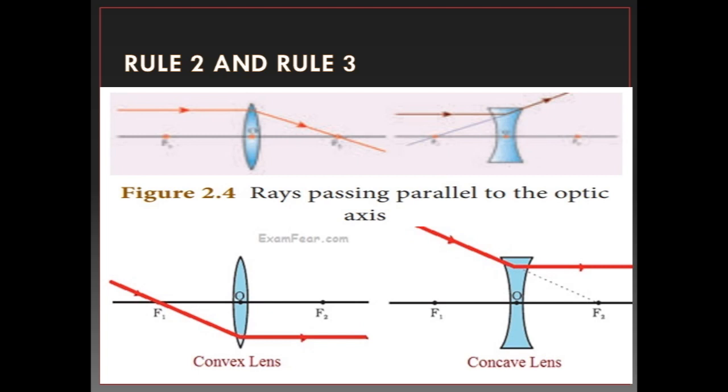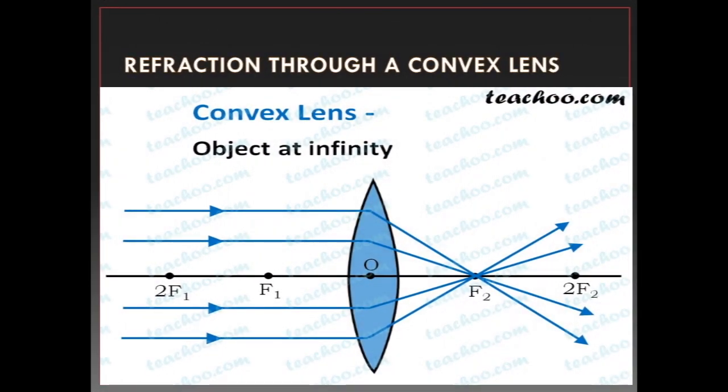Okay children, have you understood? Right. Now refraction through a convex lens. See, this is the convex lens. Now let us discuss the formation of images by a convex lens when the object is placed at various positions. What are the formations of images in the convex lens? Let's see one by one.